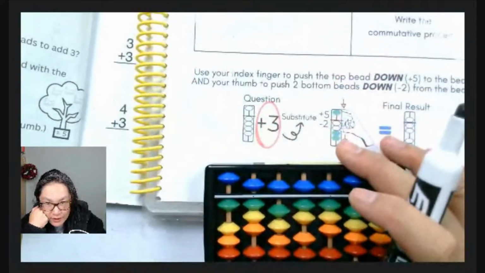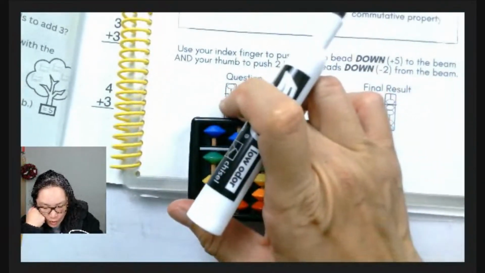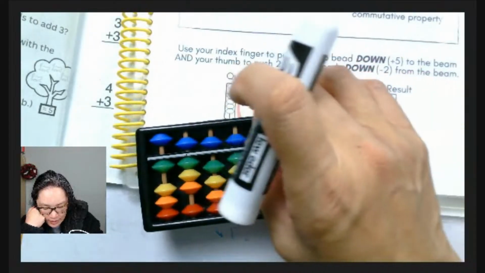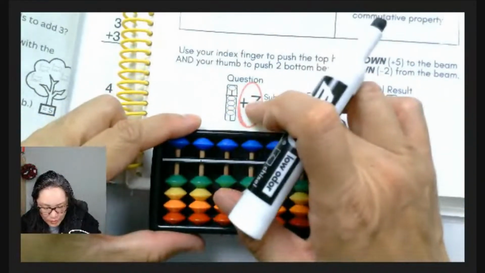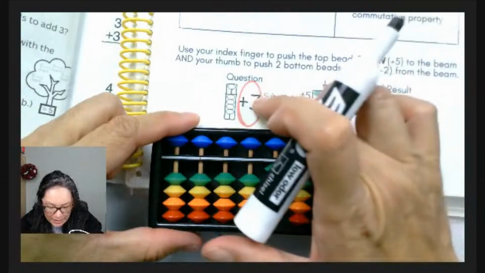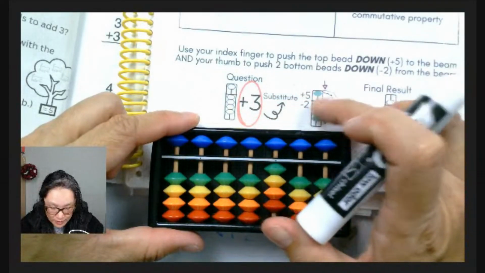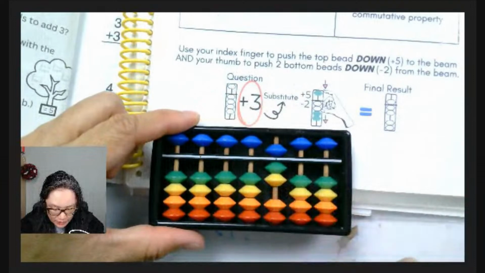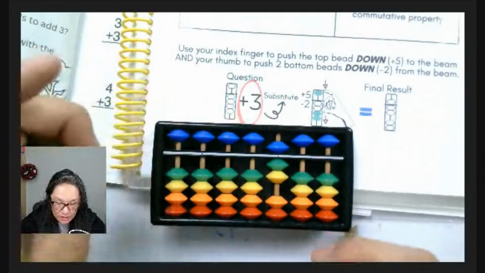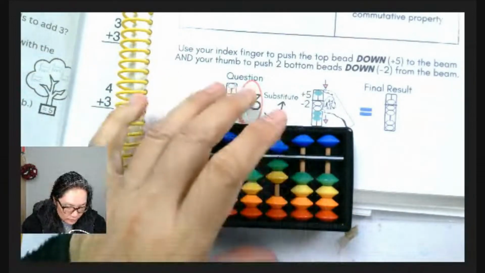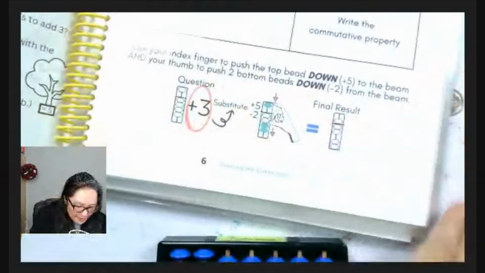So when I have here the question 4 plus 3, my question is this 4 plus 3. When I add the 4 and I need to add the 3, I need to substitute plus the 5 minus the 2, plus the 5 minus the 2. My answer is 7. Here's another way. I have 4 pennies.